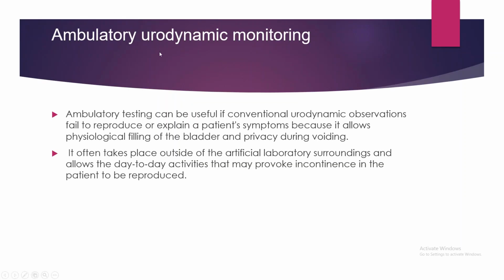Now, what is ambulatory urodynamic monitoring? It is useful if the conventional urodynamic observation failed to reproduce or explain patient symptoms, because it allows physiological filling of the bladder, and it allows privacy. It is usually done outside the artificial clinic settings, usually at home, and it allows the patient to do day-to-day activities that may provoke the incontinence symptoms. So it is easy to reproduce in their home settings with normal day-to-day activities.